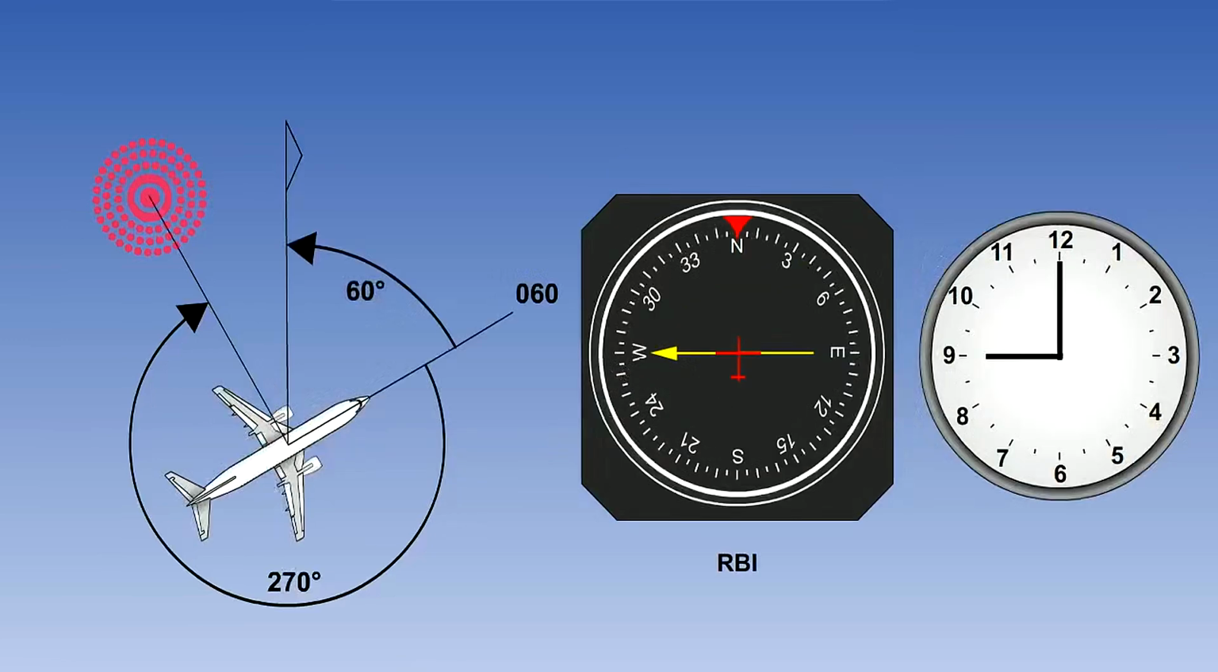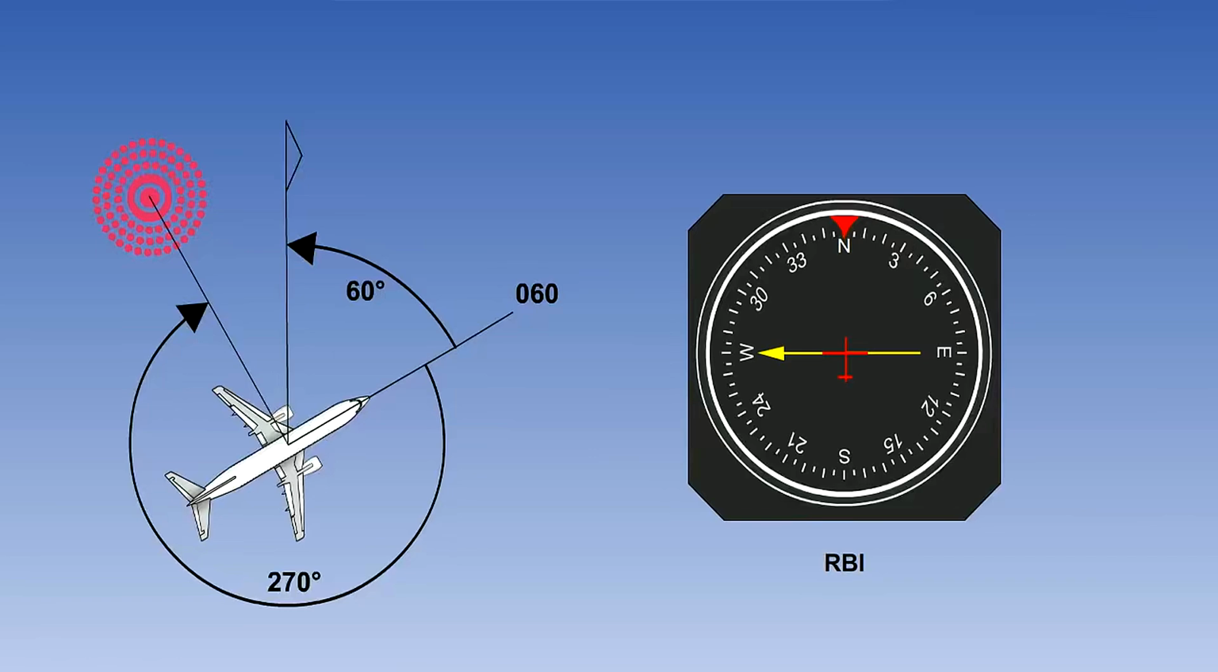What then does the RBI do? It simply points its needle at the NDB and shows this position in relation to the nose of the aircraft on an imaginary compass. Rather than a compass, the face of a clock could have been used. So an RBI bearing of 270 degrees would be a bearing of 9 o'clock.